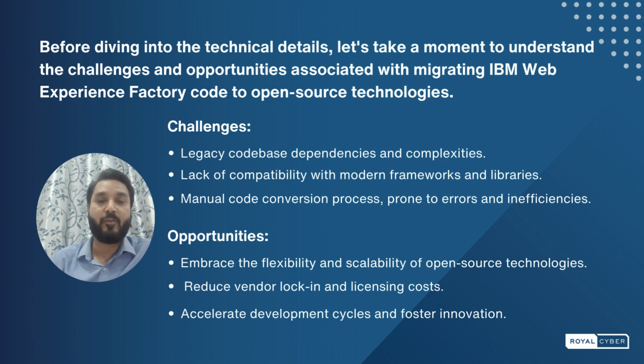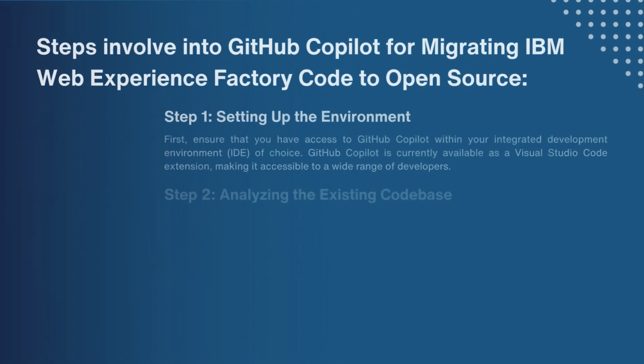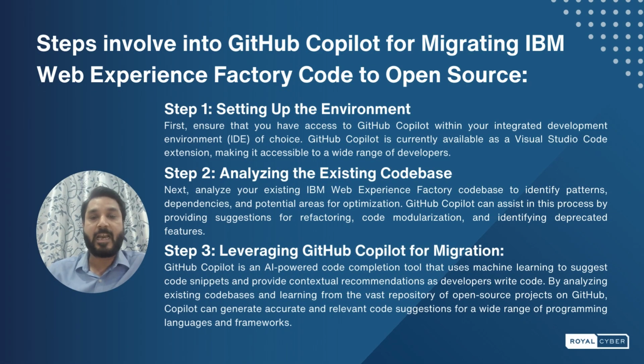Now we are moving further to the steps involved in migrating IBM Web Experience Factory code to open source using GitHub Copilot. Step one is setting up the environment. Setting up the environment means we have to check the access of GitHub Copilot with our IDs. Step two is analyzing the existing code base. Here we will identify patterns, dependencies, and potential areas for optimization.